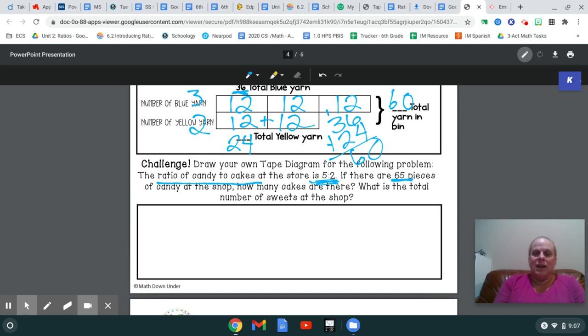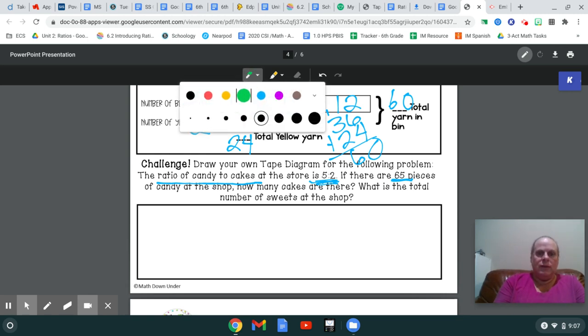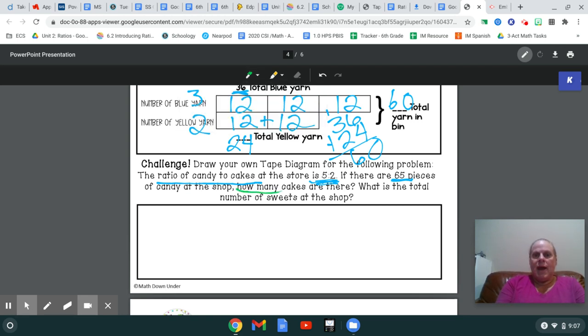And then there's a second question. So you have 2 questions to answer. Your second question, hang on, let me underline this. So your first question is, if there are 65 pieces of candy at the shop, how many cakes are there? So that's kind of what we were doing in the first few problems. And then the second question is, let's change that color again, what is the total number of sweets?